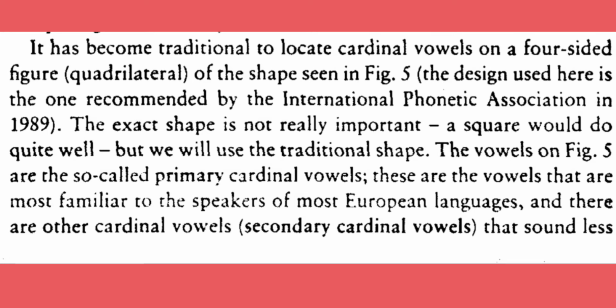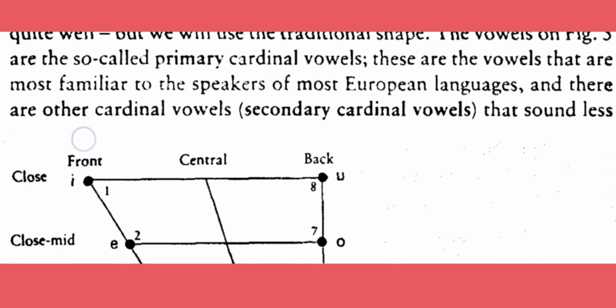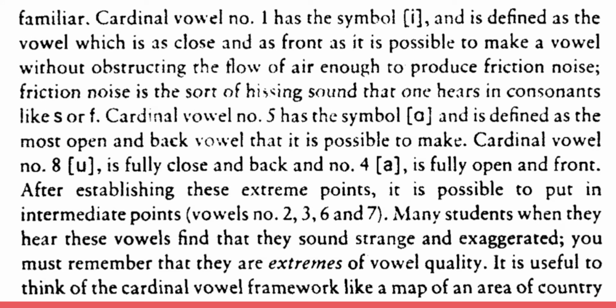The vowels on figure 5 are the so-called primary cardinal vowels. These are the vowels that are most familiar to the speakers of most European languages. And there are other cardinal vowels, secondary cardinal vowels, that sound less familiar. Cardinal vowel number 1 has the symbol E and is defined as the vowel which is as close and as front as it is possible to make a vowel without obstructing the flow of air enough to produce friction noise.